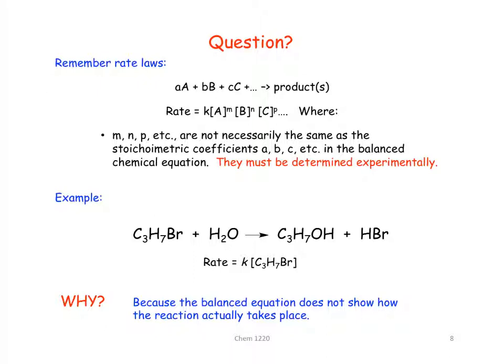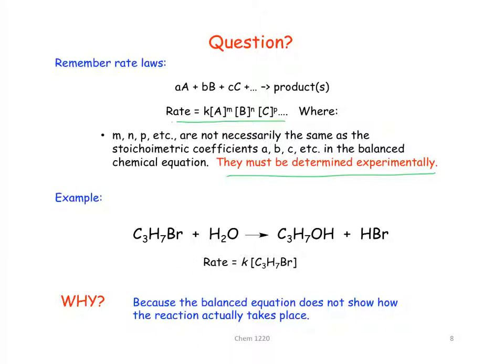So we're going to look a little bit more now at what actually takes place in a chemical reaction. And what this is going to get at is the reason why, when we want to figure out a rate law, it must be determined experimentally. If we have a reaction, why can we not just take the rate law from it?